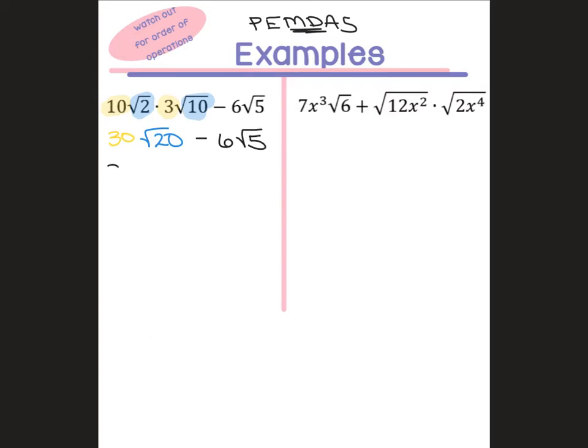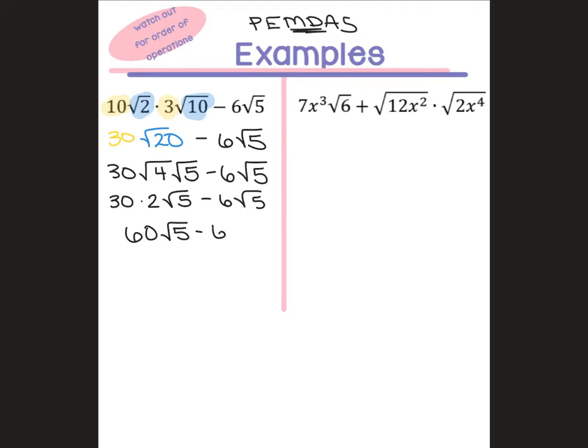I can simplify square root of 20. It would be square root of 4 times square root of 5. Square root of 4 is 2. 30 times 2 is 60. And after I've simplified the multiplication portion as much as possible, if the radicals match, you can just do the addition or subtraction. So I have 60 minus 6, so I would have 54 square root of 5.